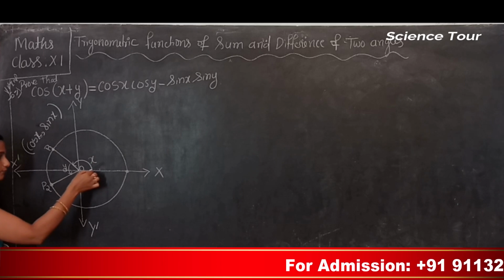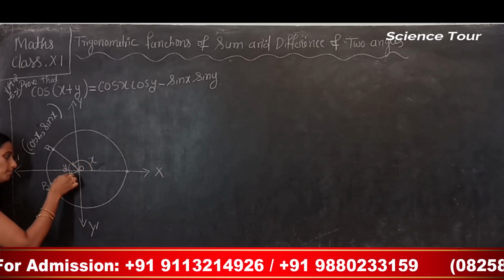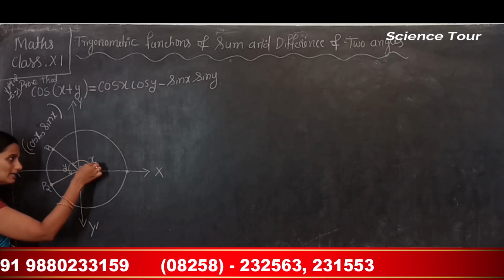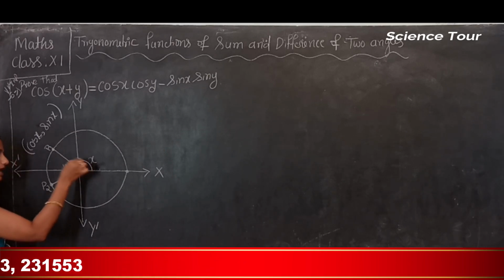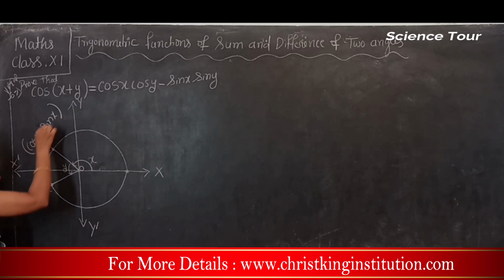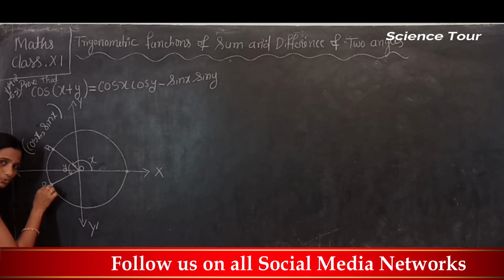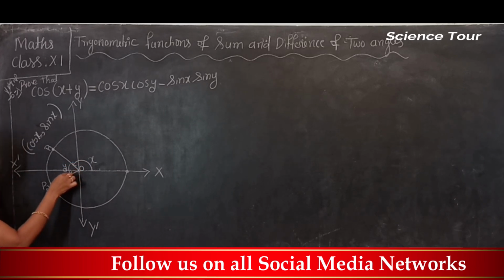Now if you consider from the beginning to the point P2, what will be the total angle? The total angle is x plus y. For the point P1 the angle is x, so what is the coordinate? Cos x comma sin x. Is it right? Yes. Now for the point P2, what is the angle? The angle is x plus y.